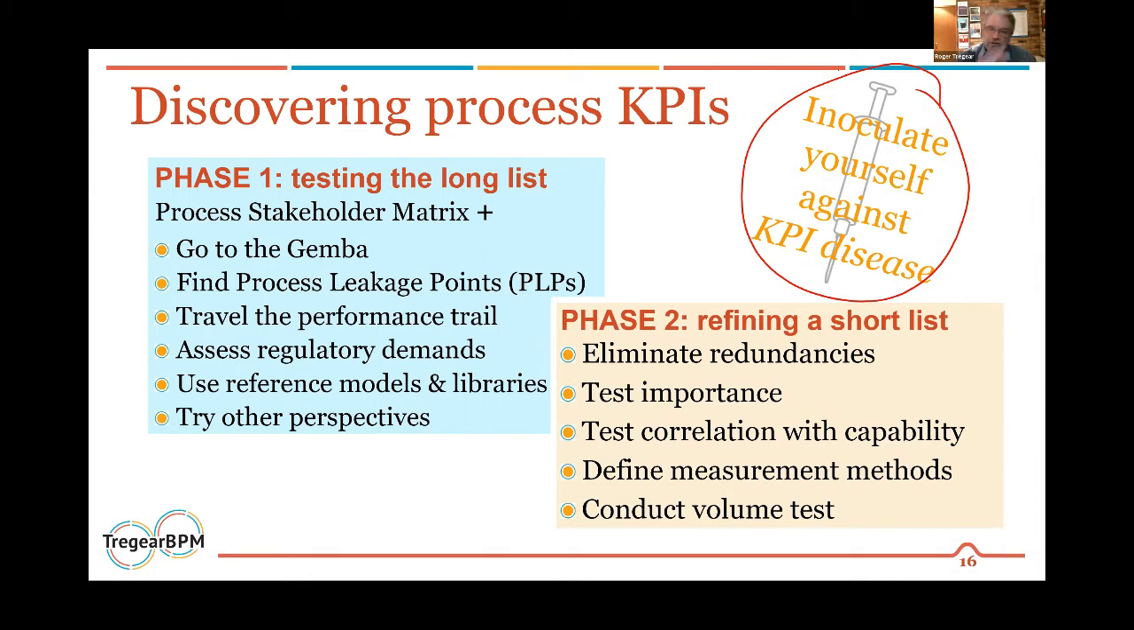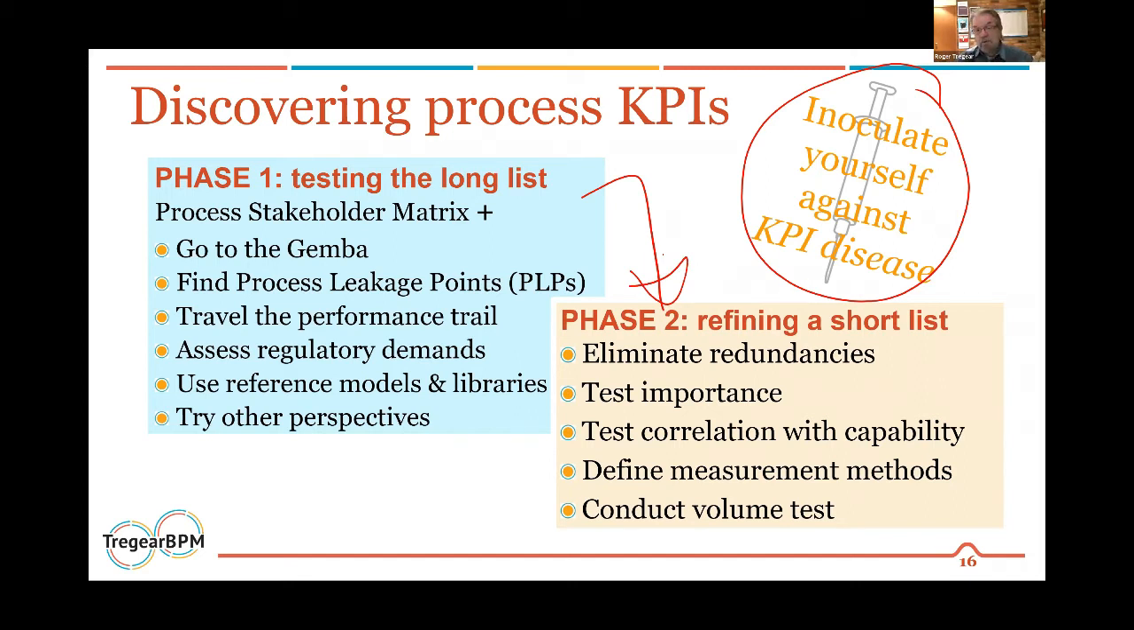You can look at it, you can see where the process performance problems are. There might be regulatory things that you really must get hold of. You could go to all sorts of reference models and libraries of KPIs. You can talk to all sorts of stakeholders. You can find out what the KPIs might be. But ultimately, of course, you've got to come up to the shortest list you can get away with.